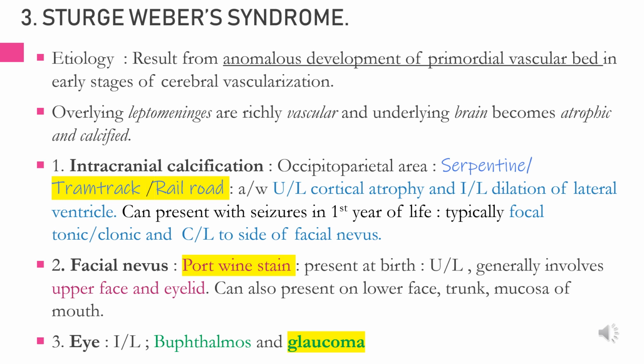Then the next finding, that is facial nevus, also known as port wine stain. The lesion is present at birth. It is a permanent lesion and it is unilateral. They generally involve the upper face and eyelid, but they can also be present on the lower face, trunk and mucosa of the mouth. The third lesion involves the eyes, ipsilateral, and they can have buphthalmos and glaucoma. So glaucoma is the specific finding seen in Sturge-Weber.